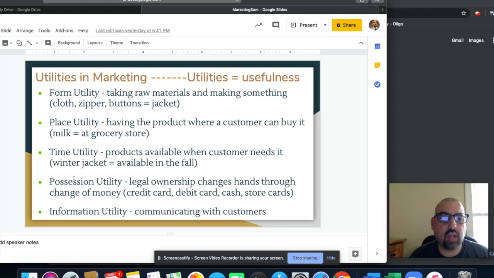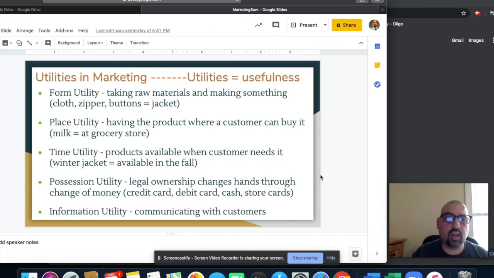Next one is going to be time utility. Have you guys ever noticed that it's always at a convenient time when swimsuits come available, winter jackets come available? That takes the time utility. That satisfies what a time utility is. It's making the product available when the customer actually wants it, needs it, and is going to buy it.